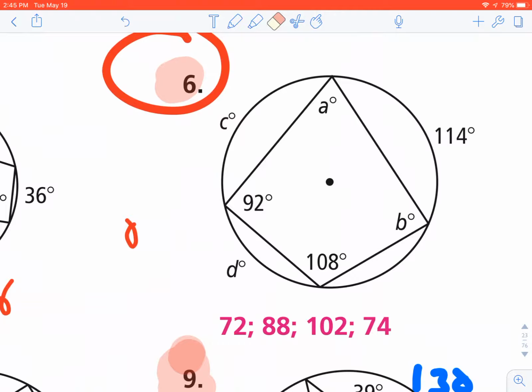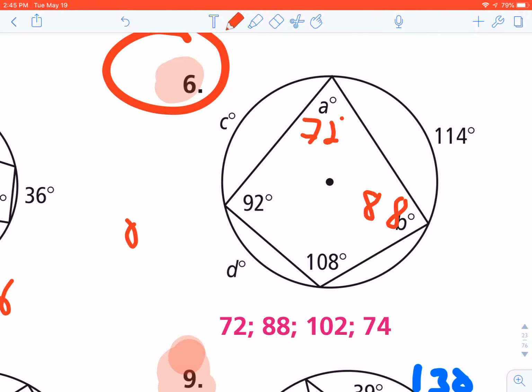There's a theorem that says if a quadrilateral is inscribed in a circle, the opposite angles are supplementary. So if we start with angle A, opposite of angle A is 108. If you take 180 and subtract 108 from it, you know that angle A is 72 degrees. I'm going to do the exact same thing for angle B. Opposite of angle B is 92 degrees, so 180 subtract from it your 92, and angle B is 88 degrees.